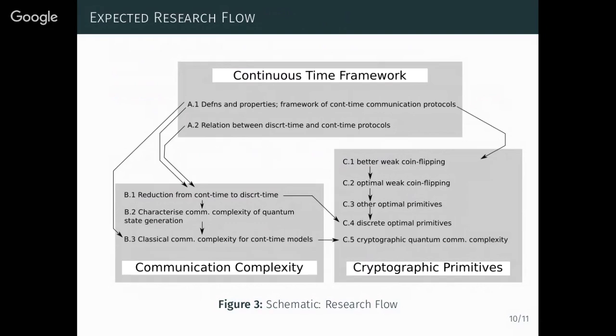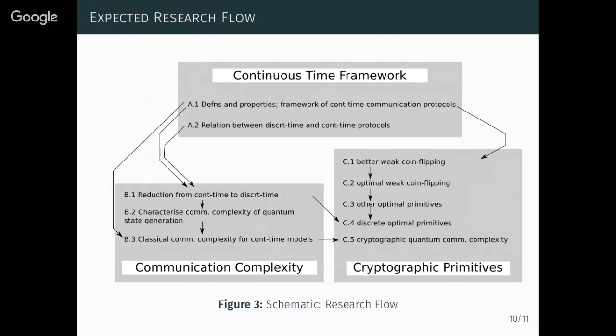Right now, once you know this reduction, you would also want to characterize the quantum communication complexity of quantum state generation. So instead of looking at the entire class of communication complexity, we would try to understand how to do quantum state generation, where instead of asking that I want to compute a particular function, you ask the question, I want to create a particular quantum state.